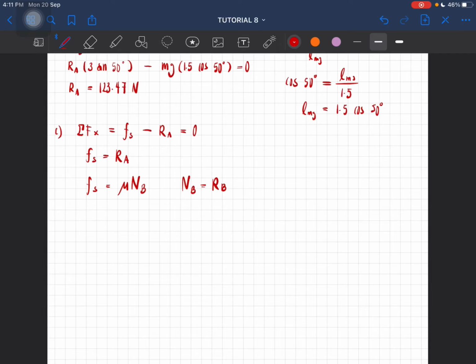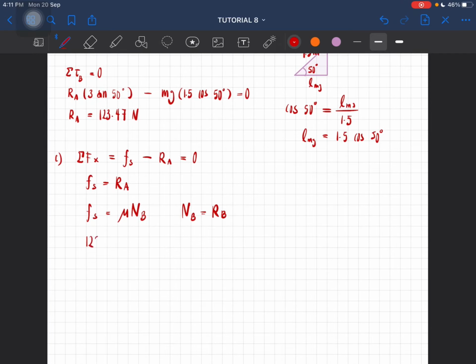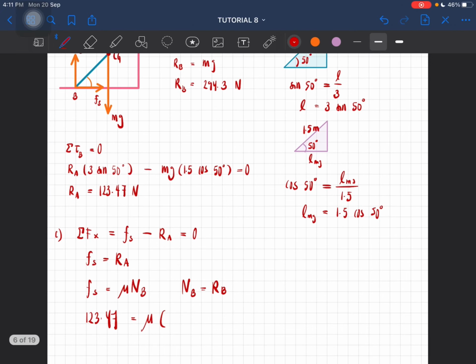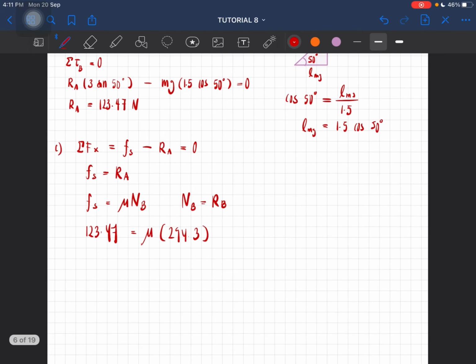Okay, so Fs is equal to RA, which is equal to 123.47, equal to mu times RB, the reaction force at point B, which is equal to 294.3, which gives you the coefficient of static friction to be equal to 0.4. Alright?